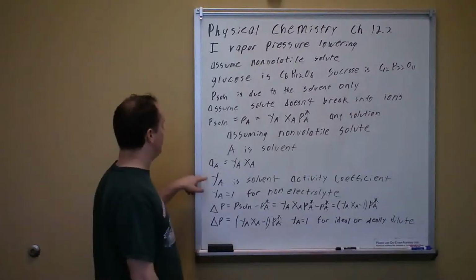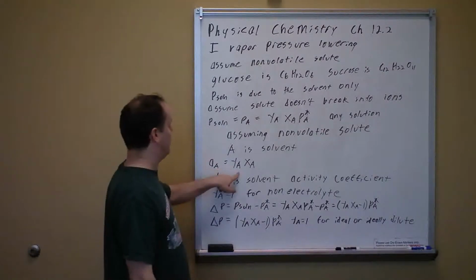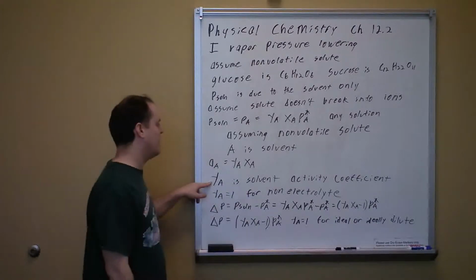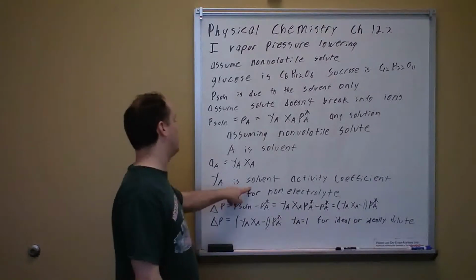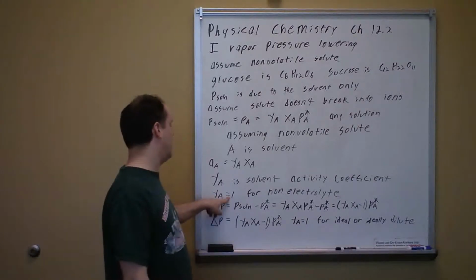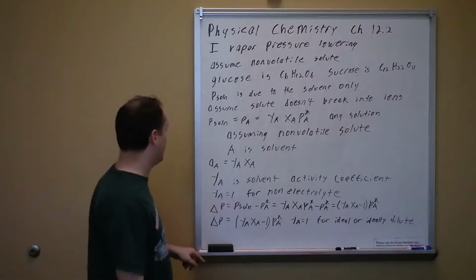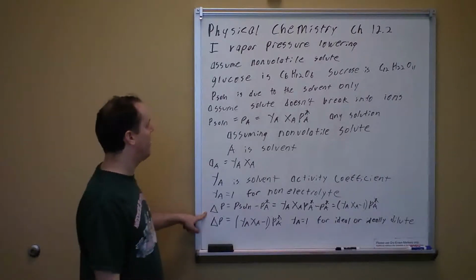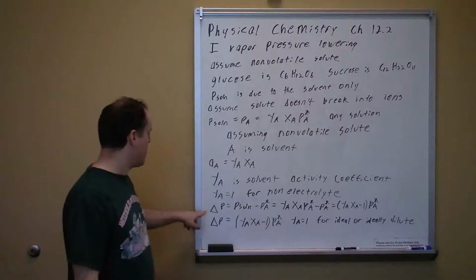Now remember, the activity of A is just equal to the activity coefficient of A times the mole fraction of A. So gamma of A, remember, that's the solvent activity coefficient. And gamma of A is going to be equal to 1 if you have a non-electrolyte. And we're not going to be talking about electrolytes anymore in this chapter. That was just chapter 10 for now.